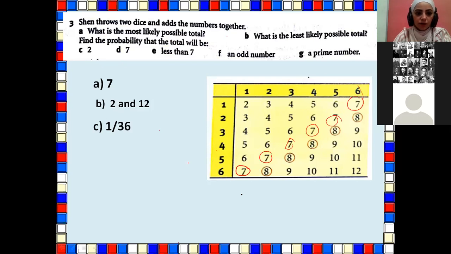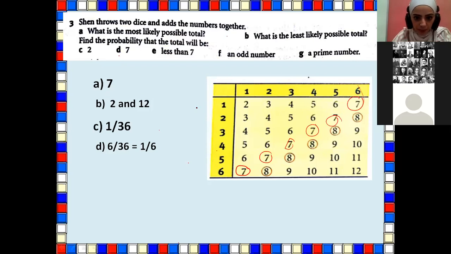No, that's part C, and this is part D. 6 over 36, which is 1 over 6. Okay, let's go to the next one.